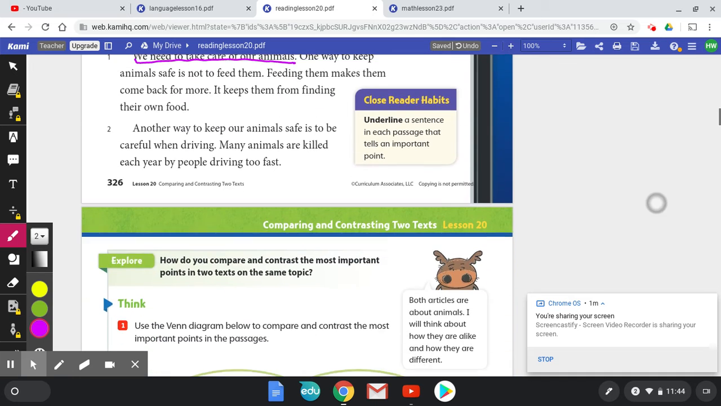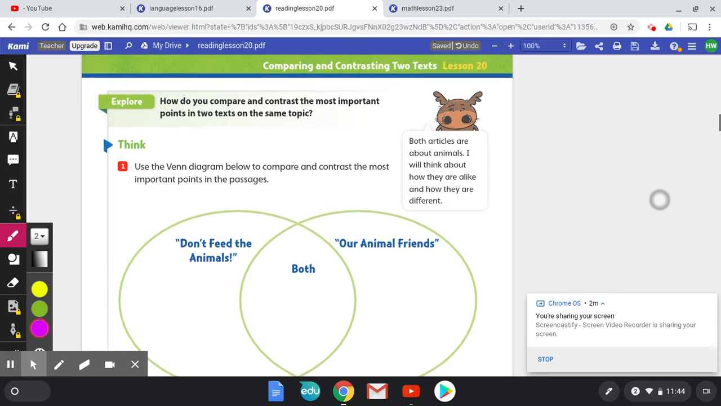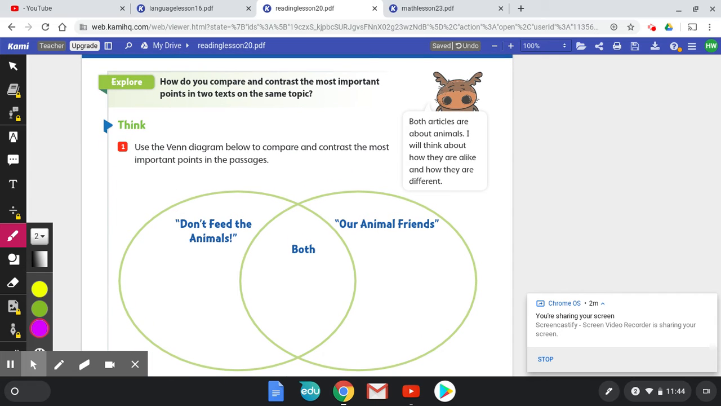So looking at the next page, it says, how do you compare and contrast the most important points in two texts on the same topic? Because you're thinking when they're on something different, then it's easy to find the differences. But when they're on the same topic and they have sort of the same points, how do we talk about comparing and contrasting? So we're going to use this Venn diagram they've set up for us to compare and contrast the most important points in the passage.